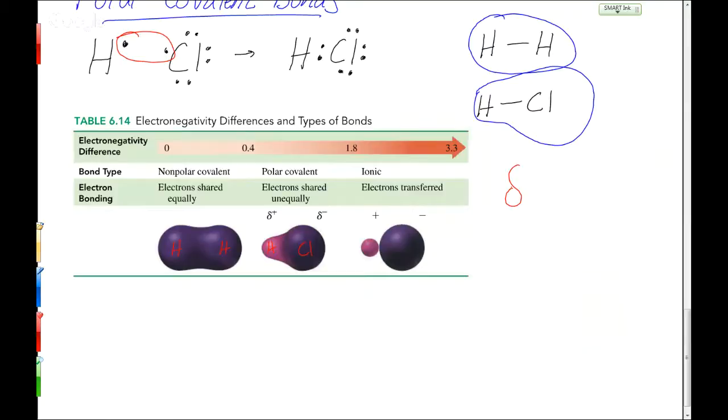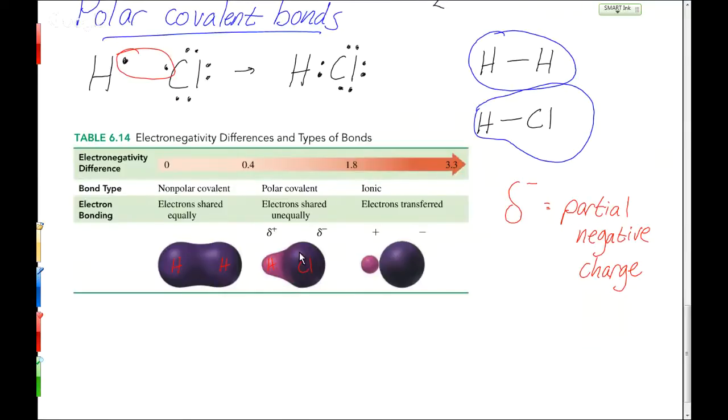This is a Greek letter, delta. And so if we say something like delta minus, what we're saying is there's a partial negative charge on that side. So we don't have a full charge. It's not like an ion. That's what we have next to it over here. It's not like one's completely negative and one's completely positive, but one's a little bit negative and one's a little bit positive. And that's what happens if we have these polar covalent bonds.